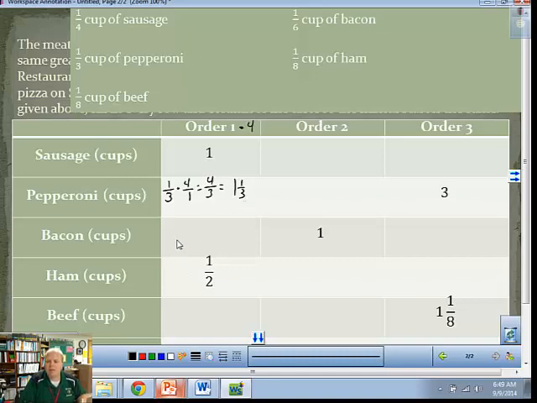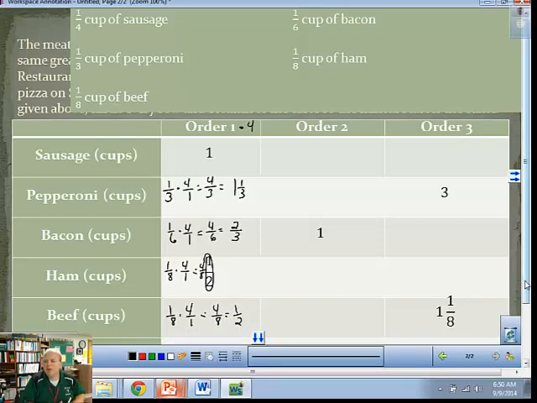Okay, bacon. It needs 1/6 of a cup of bacon. So 1/6 times 4 is going to be 4/6, which reduces down to 2/3. Ham, let's just make sure that they're correct here. I have 1/8 times 4, which is the same as 4/8, which is 1/2. So that's correct. Beef, I'm going to go 1/8 times 4. That equals 4/8, which also equals 1/2.